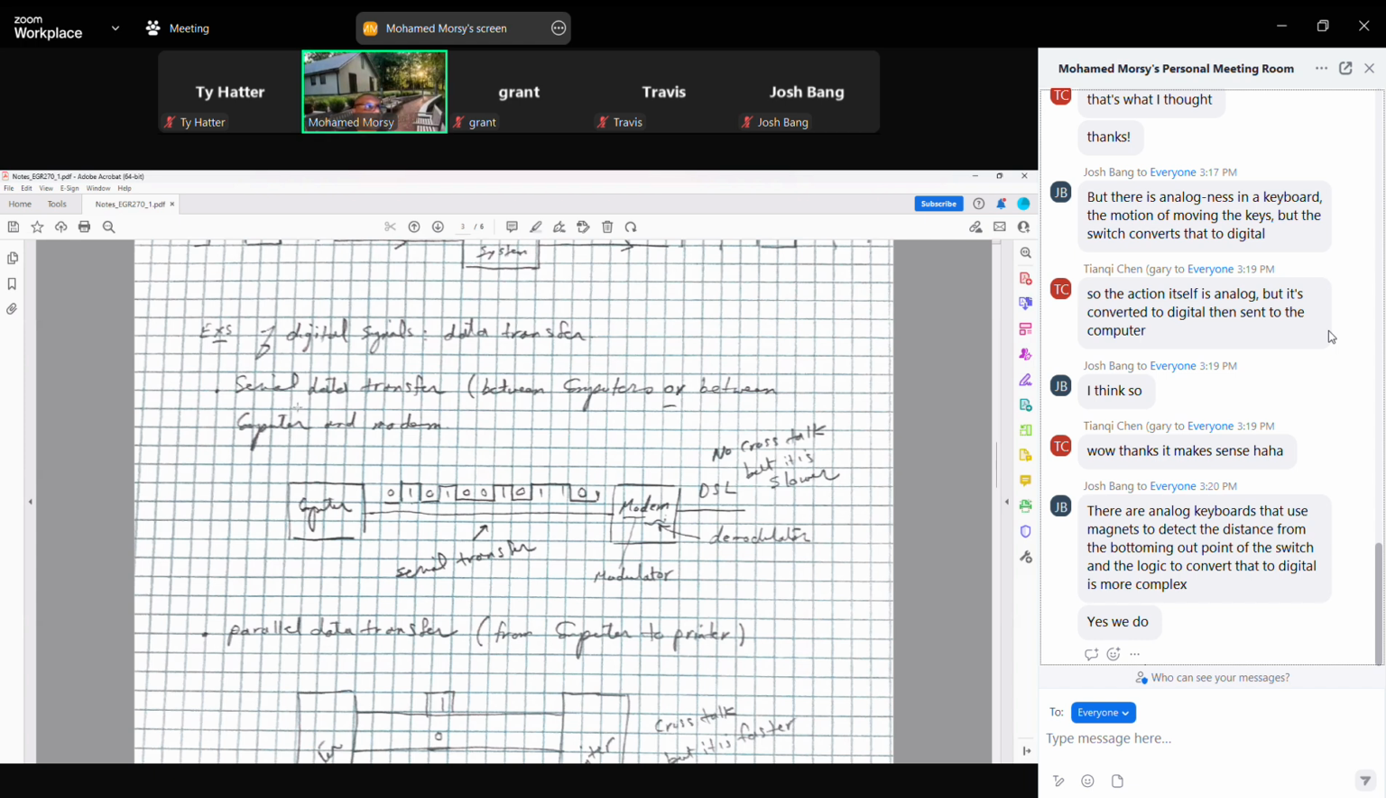So this data, either we have serial data or parallel data. Serial data, like between the computer and the modem. This is a good example for this kind of data transfer. Your computer is connected to a modem. Modem stands for modulator / demodulator.